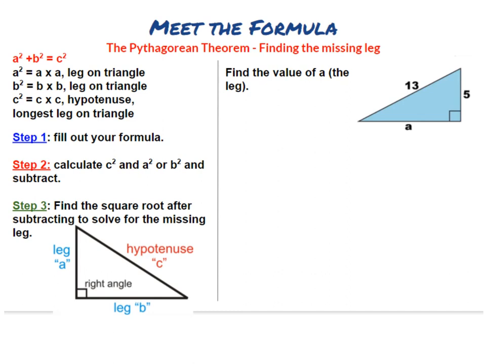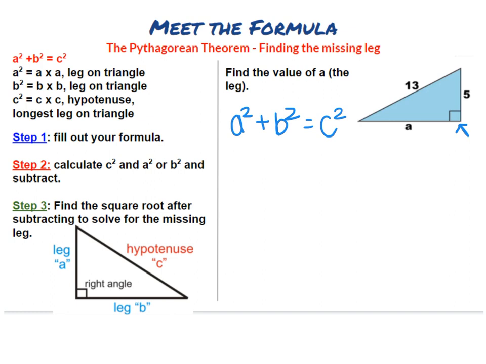In this video, we will talk about how to find the value of a missing leg, whether that's A or B, using the Pythagorean theorem. Let's go ahead and first start with step one, which is to fill out our formula. Our formula for the Pythagorean theorem is a squared plus b squared is equal to c squared. Remember, this works with all right triangles, and this triangle we see here has a right angle.